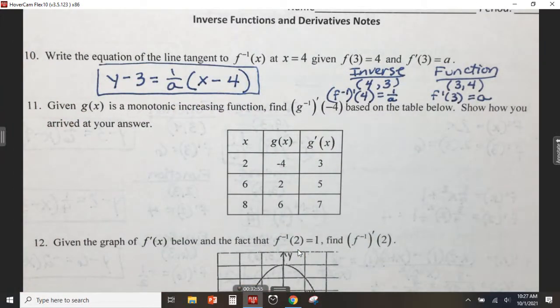Questions? So we don't even need to solve for a? No. You can't. They don't give you enough information.